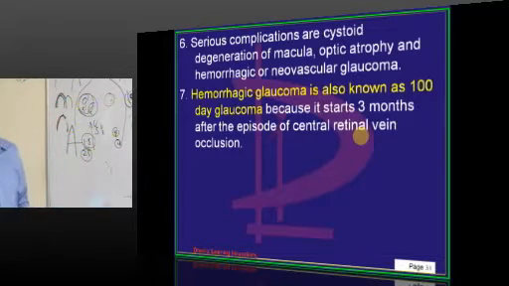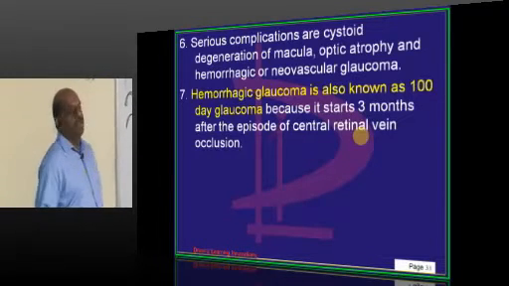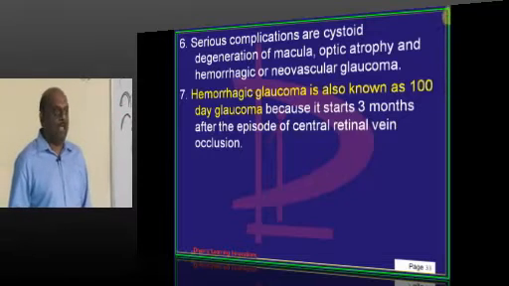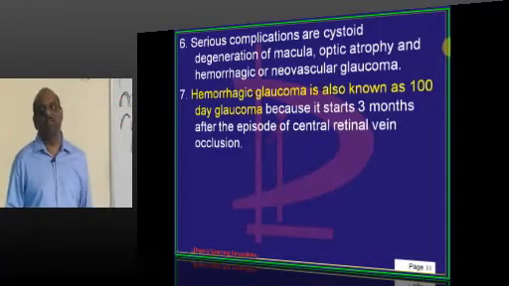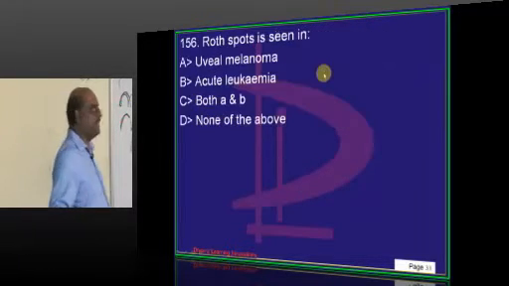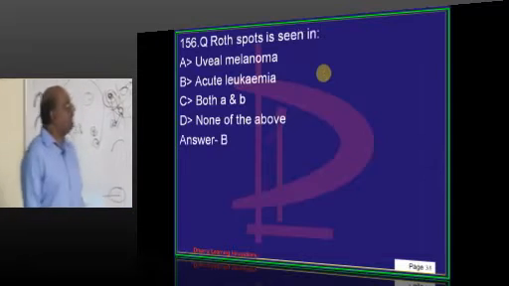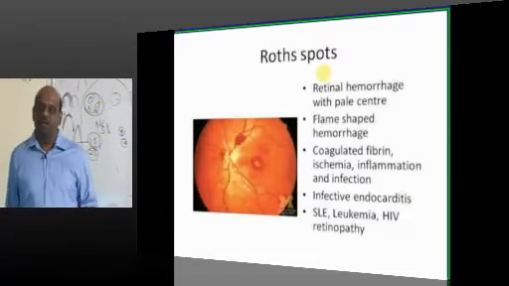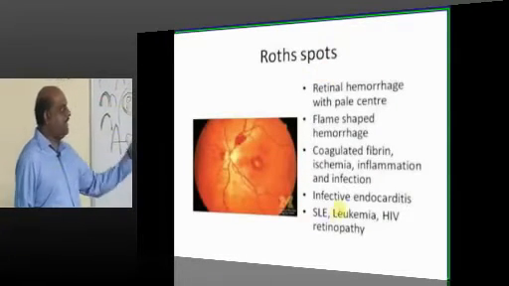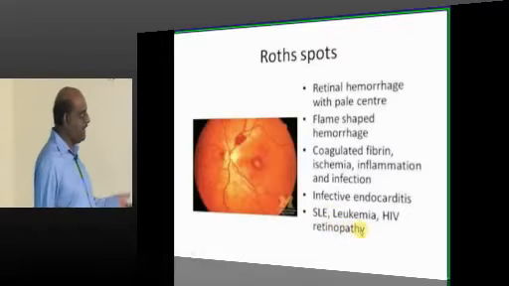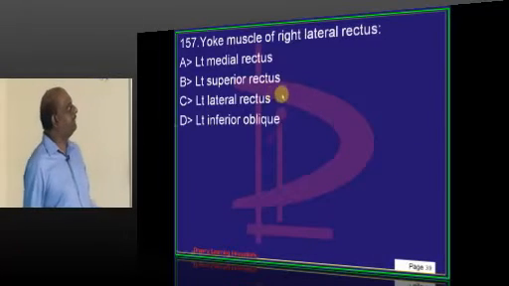Then why is it called 100-day glaucoma? Because in CRVO there is a development of hemorrhagic glaucoma. It takes at least 3 months of time, which is about 90 days. That's the reason it is called 100-day glaucoma. So where do you see Roth spots, doc? There are those flame-shaped hemorrhages seen in infective endocarditis, SLE, leukemia, HIV retinopathy.